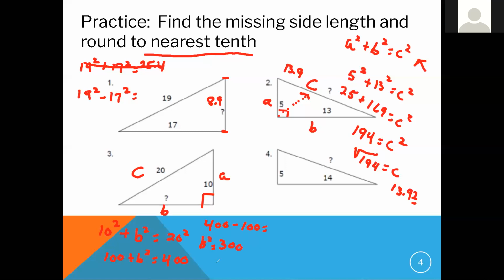No, you always have to take the square root at the end. So then do the square root of 300. What do you get? 17.32, which we do as 17.3.